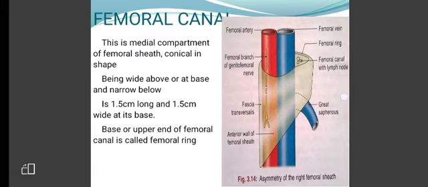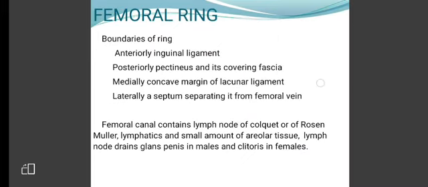Next, let's look at the femoral canal in detail. Medial compartment of femoral sheath is called femoral canal. It is conical in shape, being wide above at the base and narrow below. It is 1.5 cm long and 1.5 cm wide at the base. Base or upper end of femoral canal is called femoral ring.